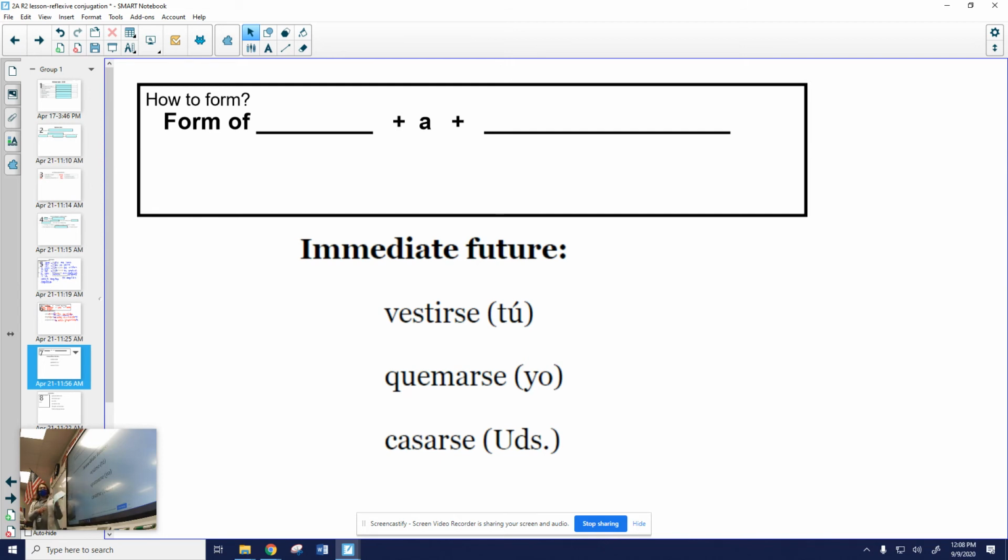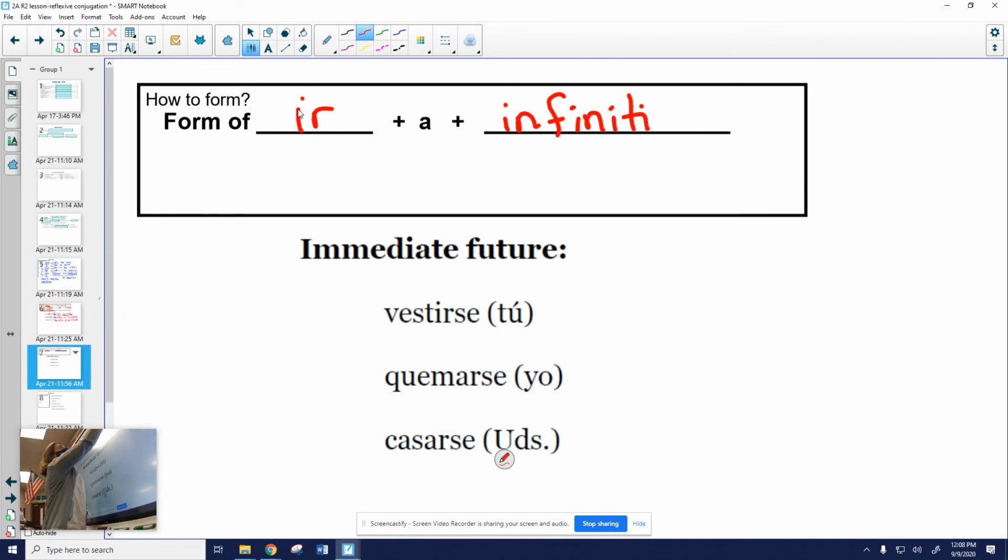And on your paper, it looks a little bit different. On your paper, it says immediate future, going to do something. You need a form of ir plus the word a plus an infinitive. Do you remember the forms of ir? They all start with a V. Shout them if you know them. Voy, vas, va, vamos, vais, van. No accent mark on vais.